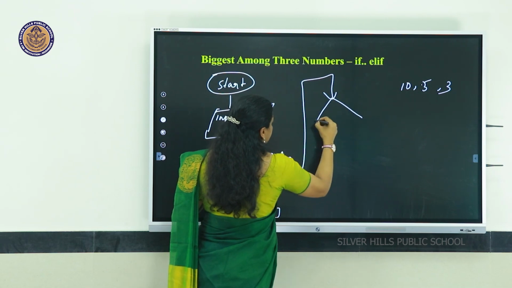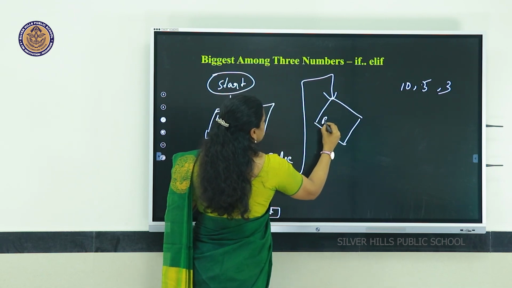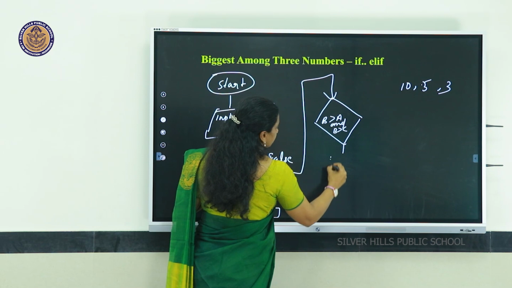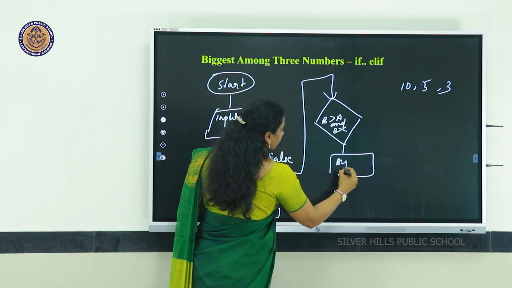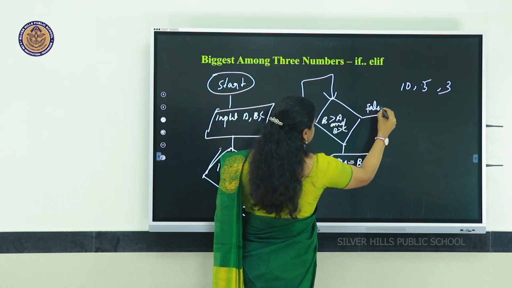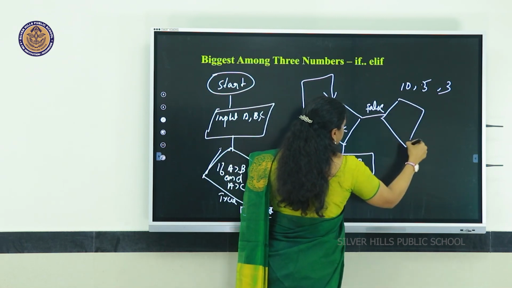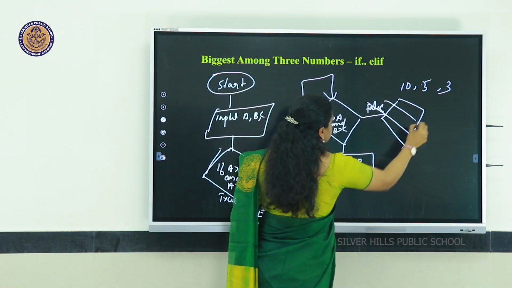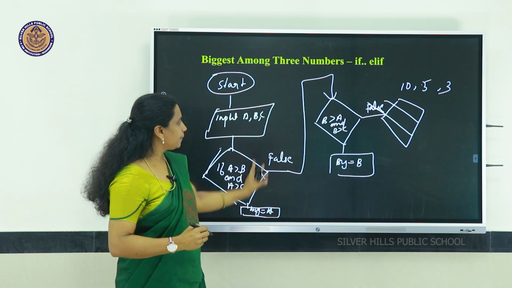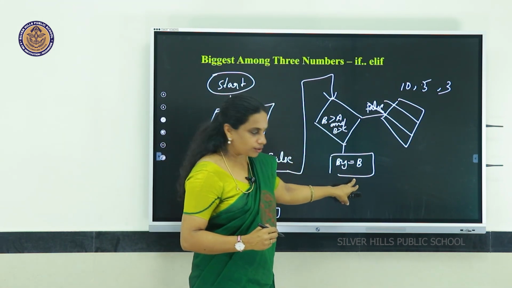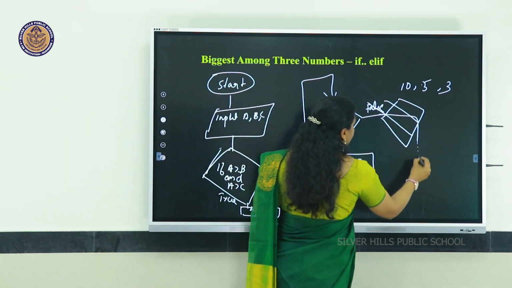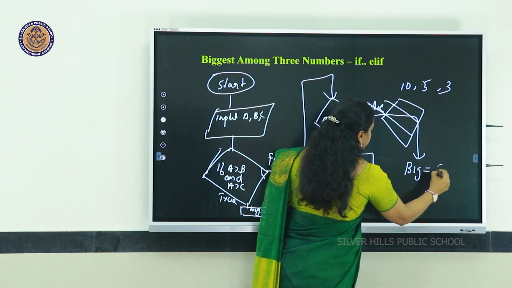You can check whether B is greater than A and B is greater than C. Now which one is the biggest number? Biggest number is B. If this condition fails, no need to check the next condition, that is if A greater than B and A greater than C is not satisfied, then B greater than A and B greater than C is not satisfied. Now we understood that C is the biggest number. Therefore you can assume that big is equal to C. Okay.